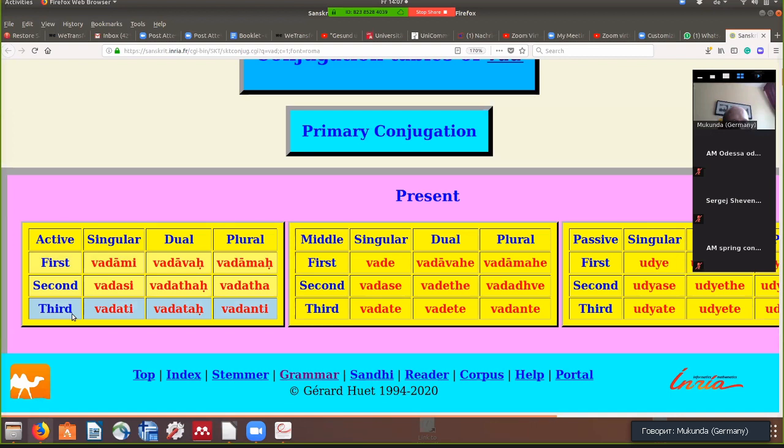So you have vadami for the first person singular, vadasi for the second person singular, and vadati in the third person singular. And I think they are rather similar to Russian endings also, isn't it?